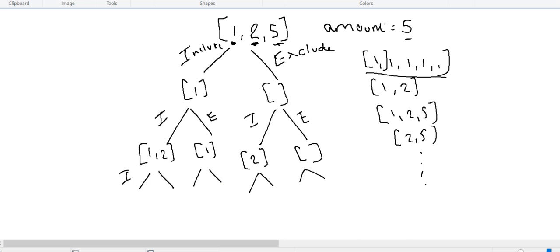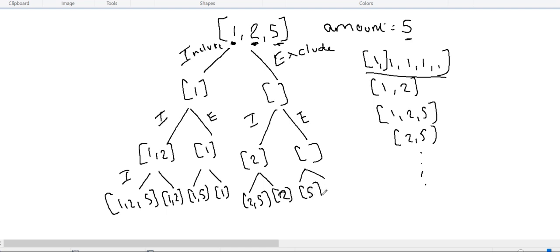When I include 5, I have 1, 2, 5. When I exclude 5, I have 1, 2. When I include 5, I have 1, 5. When I exclude 5, I have 1. When I include 5, I have 2, 5. When I exclude 5, I have 2. When I include 5, I have 5. When I exclude 5, I have empty. So here we have found all 8 subsets.